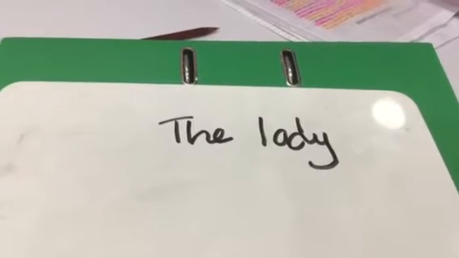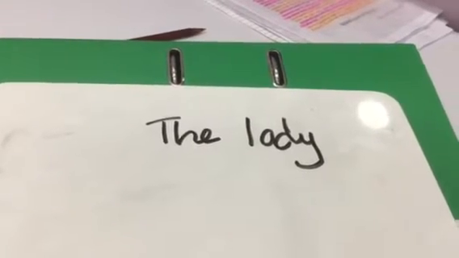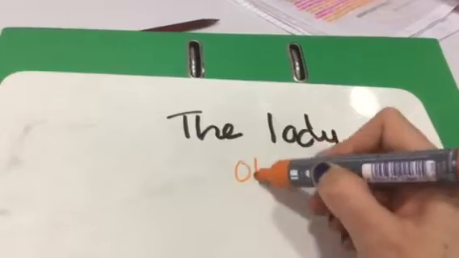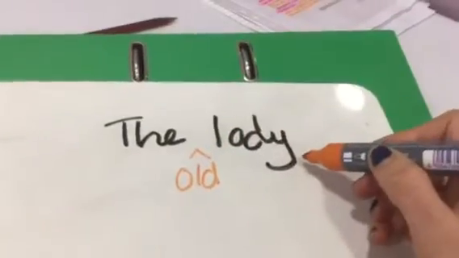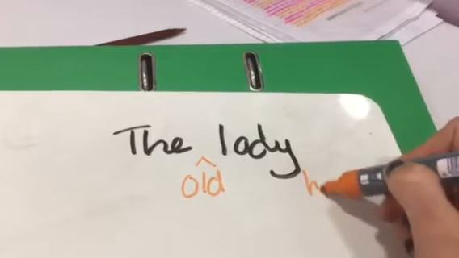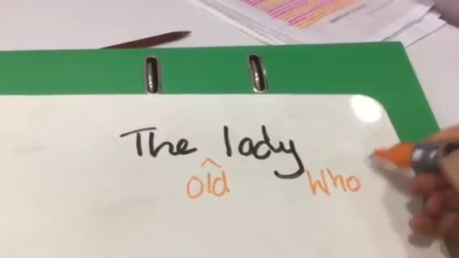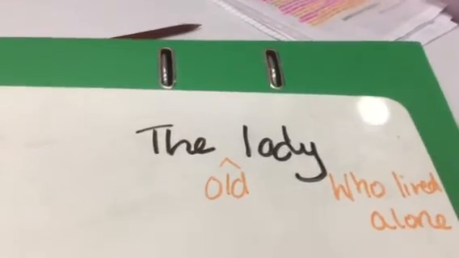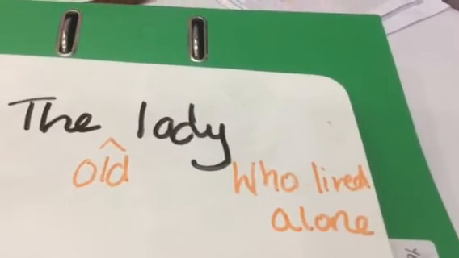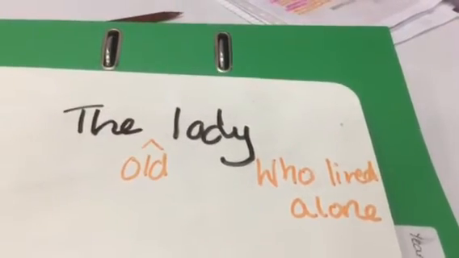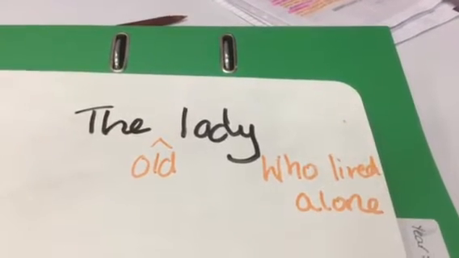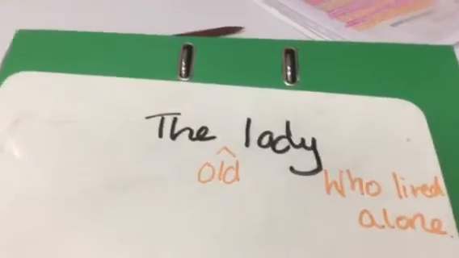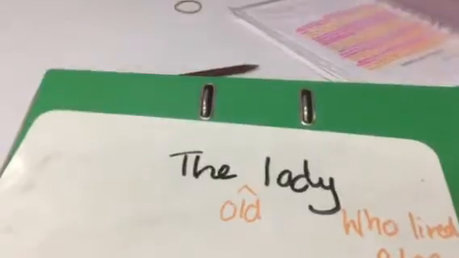So you can see I've got the lady being the noun, and then what I can do is add in a few more words before and after, there we go, excuse my writing, before and after the noun to add more detail. So the old lady who lived alone. Okay, now remember my full stop on the end of the sentence, or comma, because that would be going into another part of a sentence.